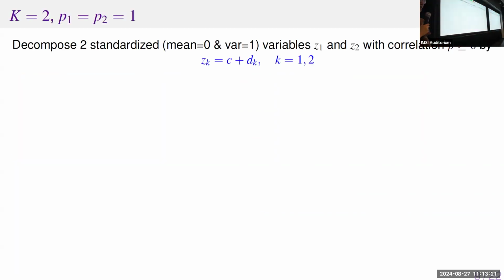So let's consider a simple case. Say we have two standardized random variables D1 and D2 with non-negative correlation rho. If they have negative correlation, we can consider negative D1 instead of D1. We want to decompose D1 and D2 into a common variable C and the two distinctive variables D1 and D2. Could anyone suggest a good way to do this decomposition?